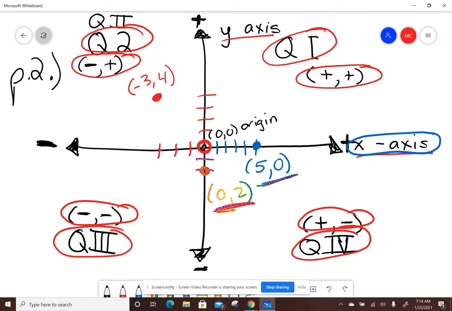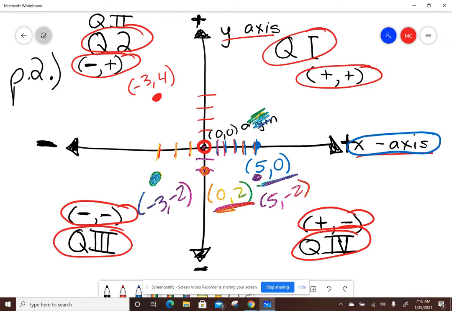Okay, D is -3, -2. So I go over 1, 2, 3, down 2. So this is -3, -2. And 5, 2, I go over positive 1, 2, 3, 4, 5, but I go up 2. And oh, sorry, it's -2. So I go down 2. So this is 5, -2, and that's in quadrant 4.